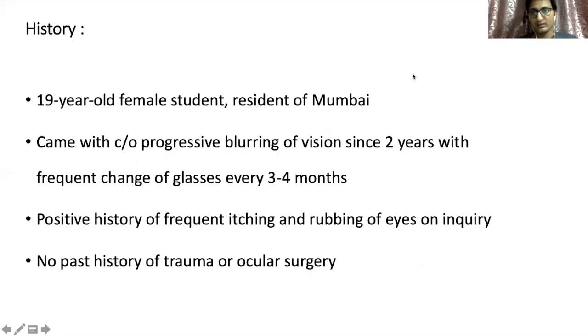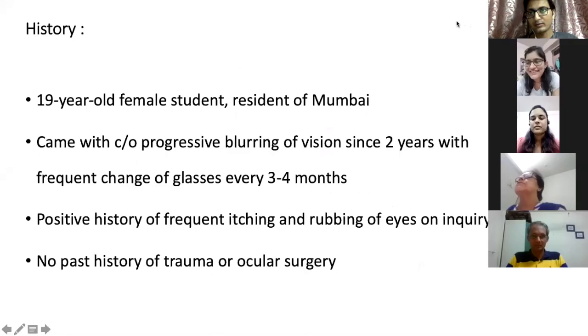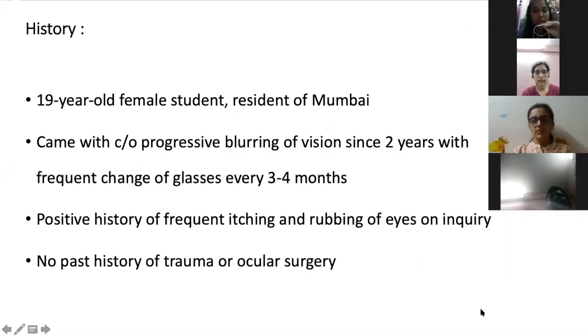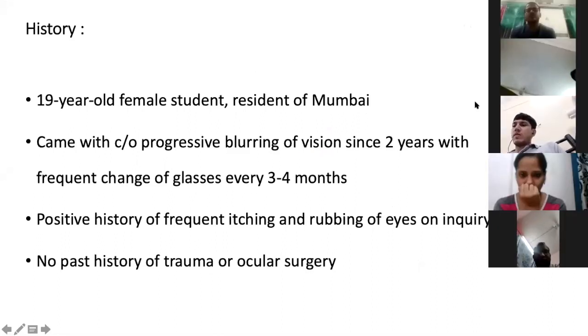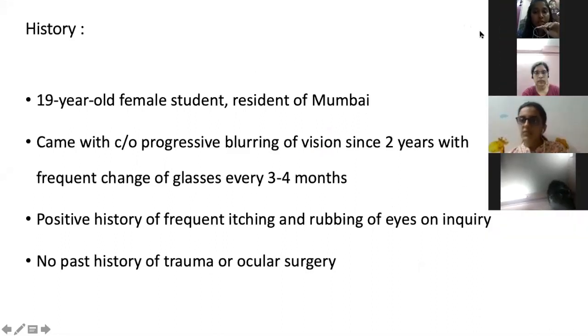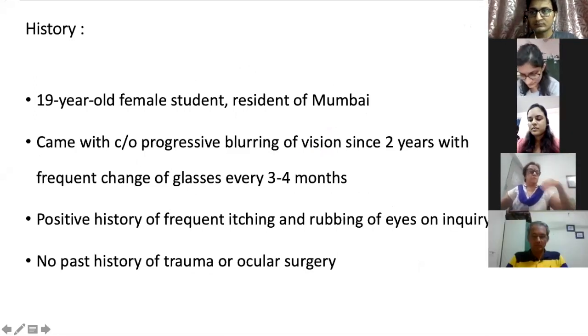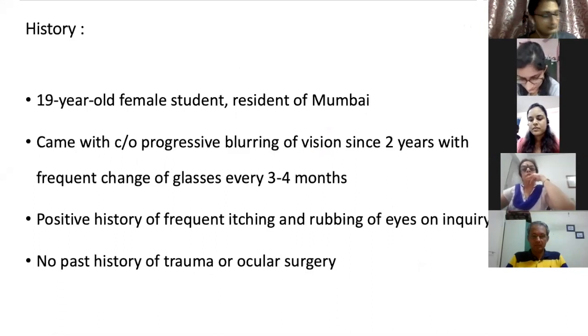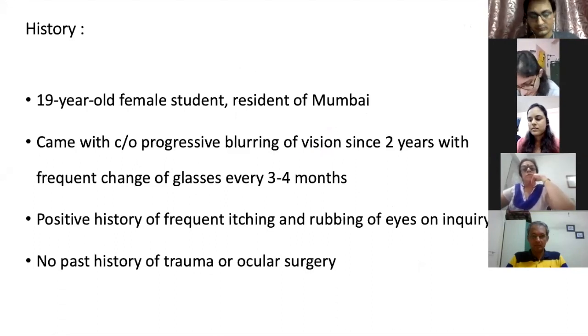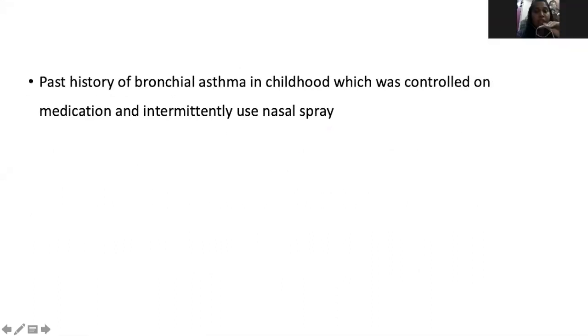Good evening, everyone. A 19-year-old female student, resident of Mumbai, came with the chief complaints of progressive blurring of vision since 2 years with a frequent change of glasses every 3 to 4 months. She gives a history of frequent itching and rubbing of the eyes on inquiry, and there is no past history of any trauma or ocular surgery. She gives a past history of bronchial asthma in childhood, which was controlled on medication, and intermittently she used a nasal spray.